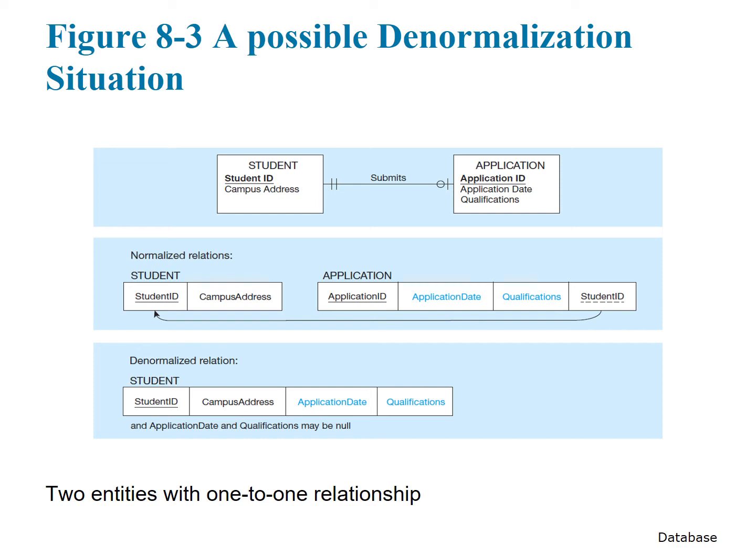Therefore, many students may not have an application, so the application date and qualification fields of the denormalized relation may not be used. This wastes space, but as mentioned earlier, space is cheap these days.